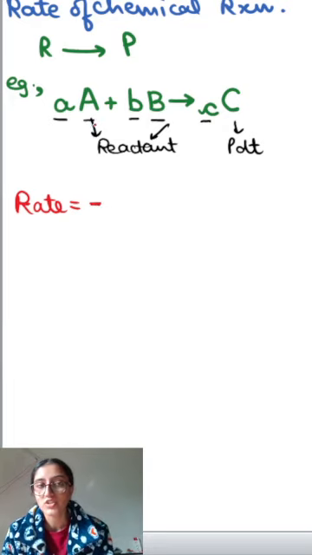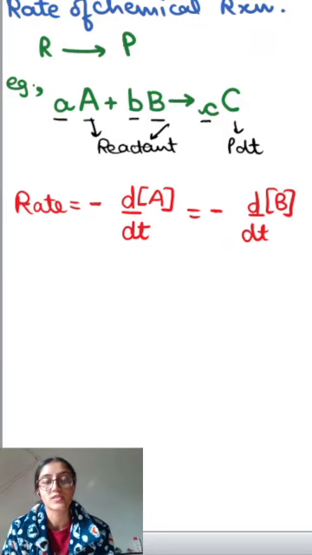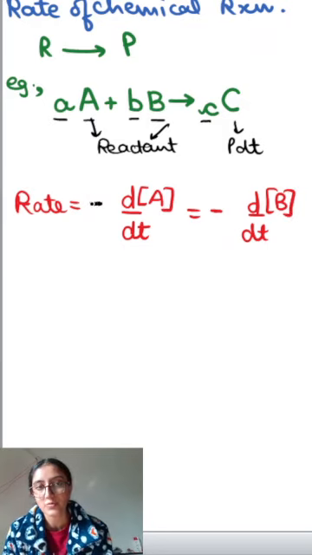So what is a change? How are we representing a change? It is differentiation, d by dt, with respect to time. The change in concentration of reactant A, as well as minus the change in concentration of reactant B. Since these concentrations are going to decrease, we have to put this negative sign. Always remember that, okay? Otherwise, your answers will go wrong.